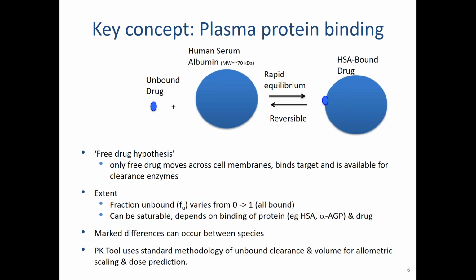So if it's all bound to protein, as characterized on the right-hand side, then there's no free drug. And in terms of binding, it can be saturable, so that depends on the binding of the protein, depends which protein we're talking about, and there can be marked differences between species. So measuring binding in different species, the species you're interested in, is important.